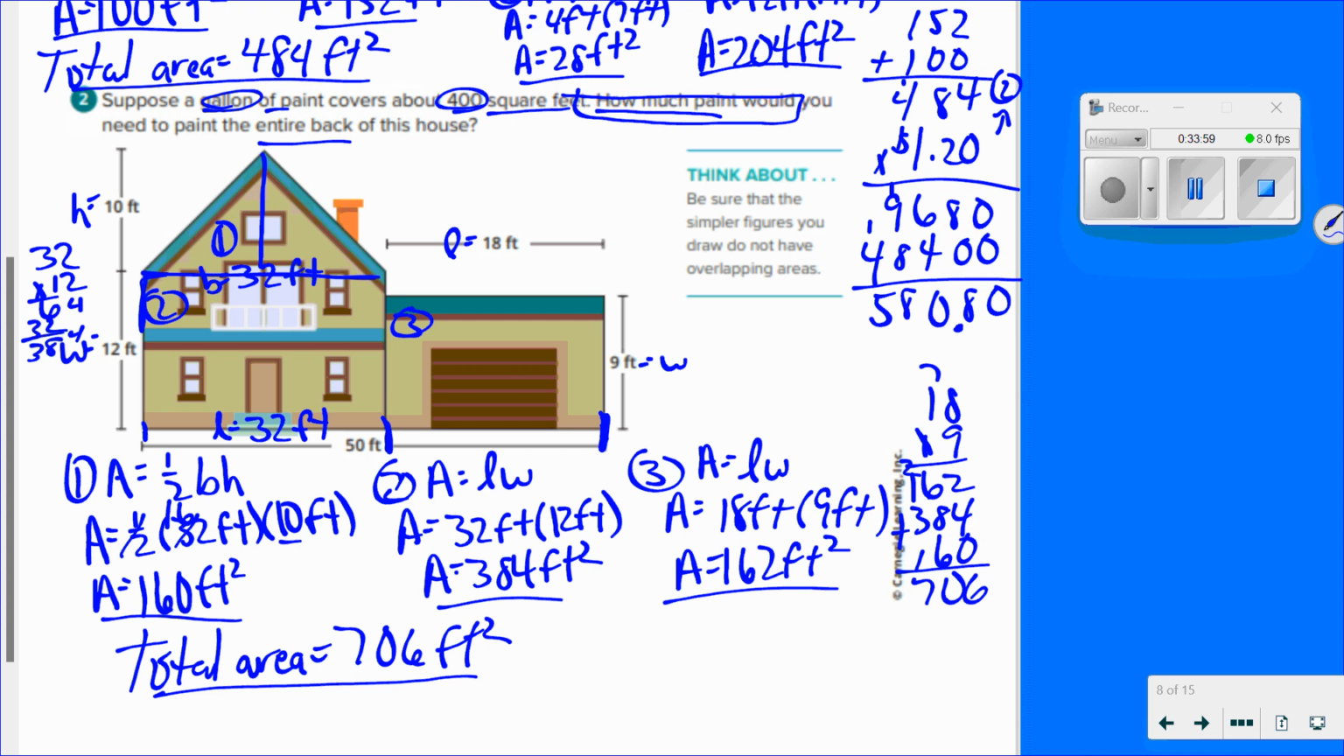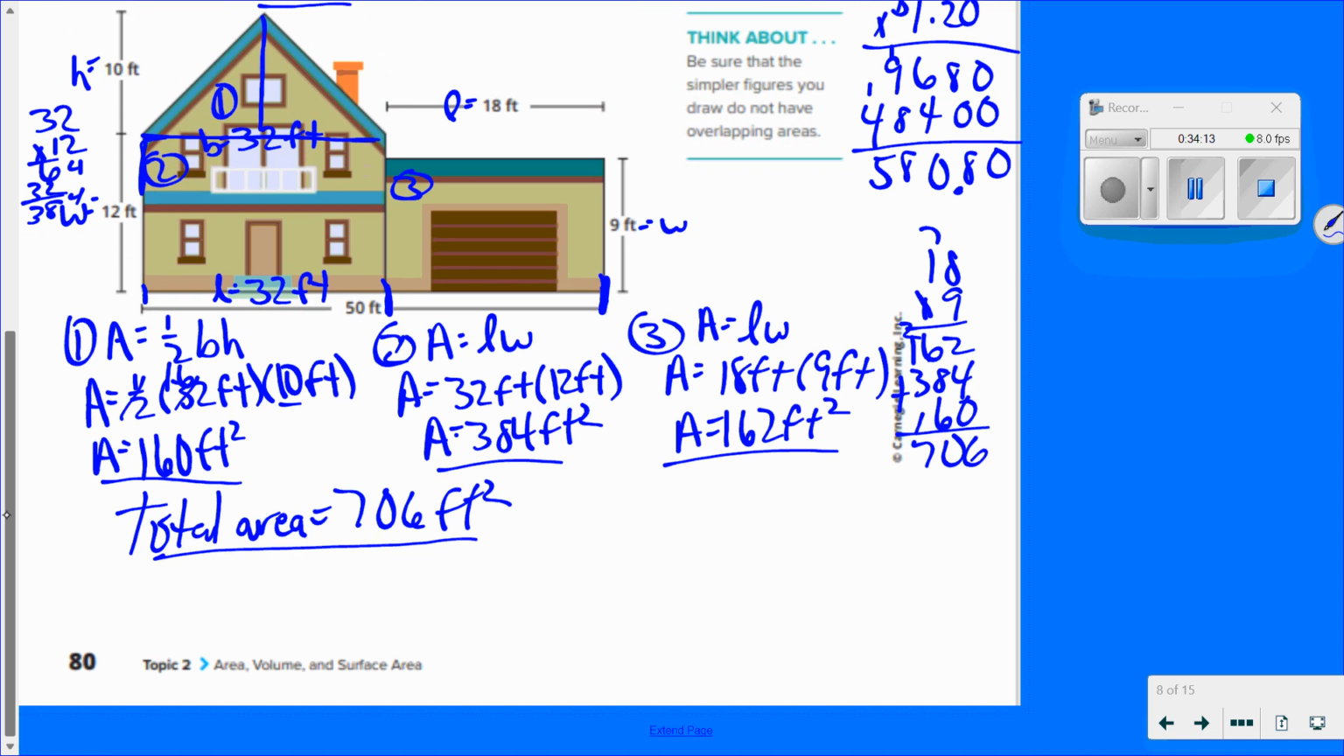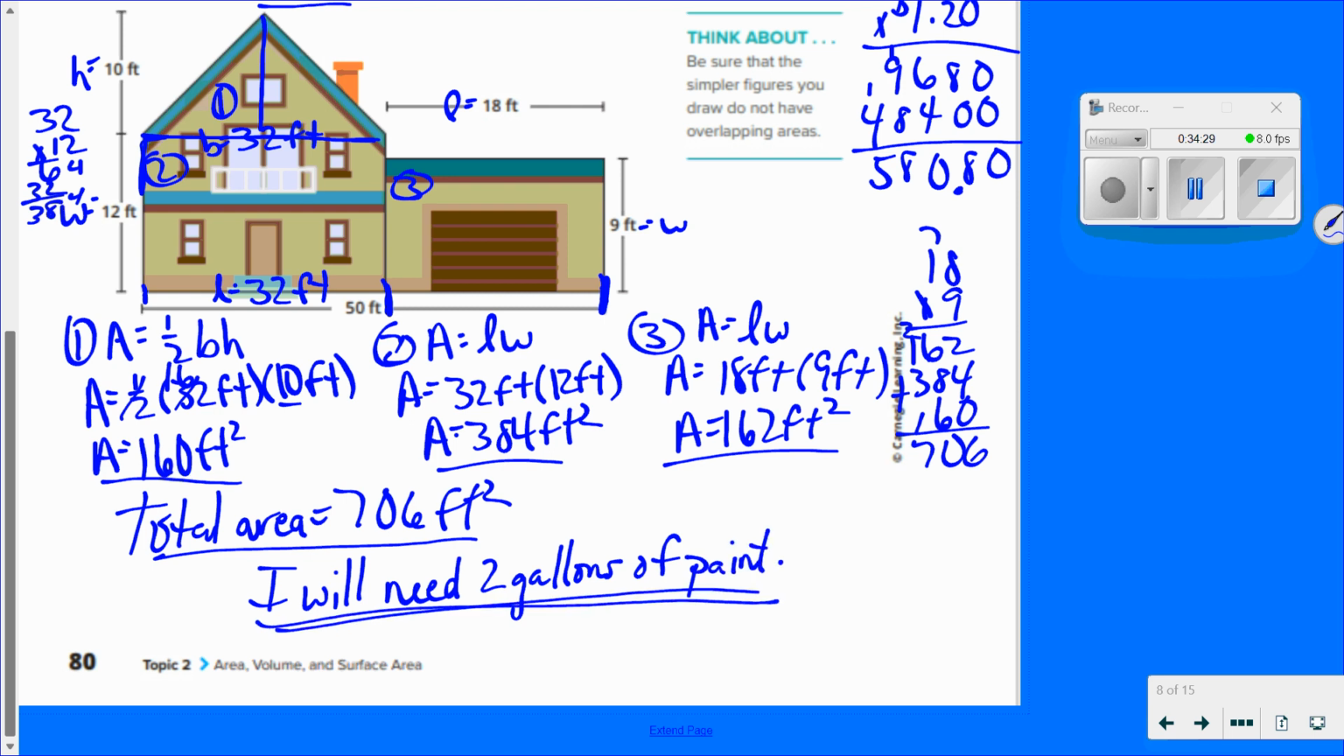Why not, Hannah? Good, because the question is how much paint do I need? I know 1 gallon covers 400. I've got 700, so how many gallons am I going to need? 2. So we're going to just use estimates on this one. It didn't ask for exact. So I will need 2 gallons of paint. So you could have done all that work and not answered the question and you still get it wrong, right?